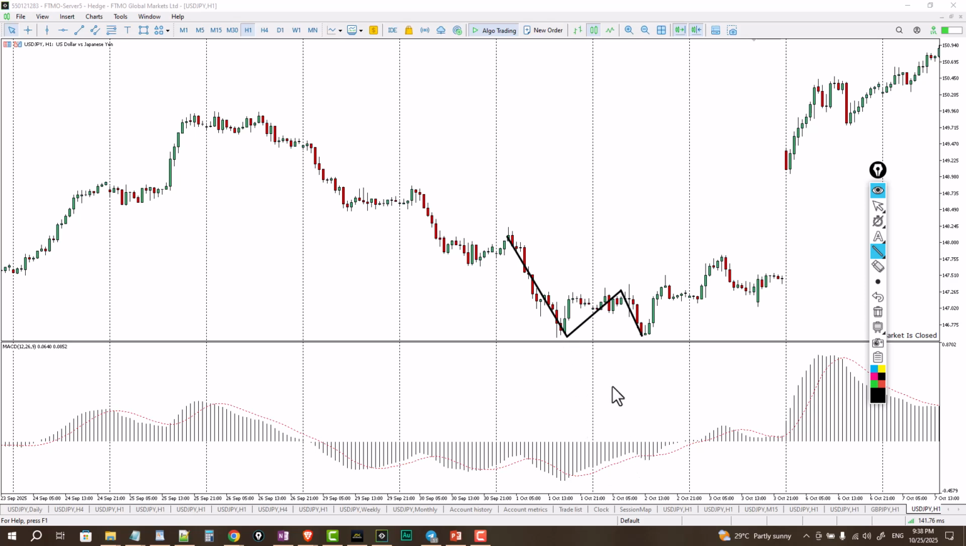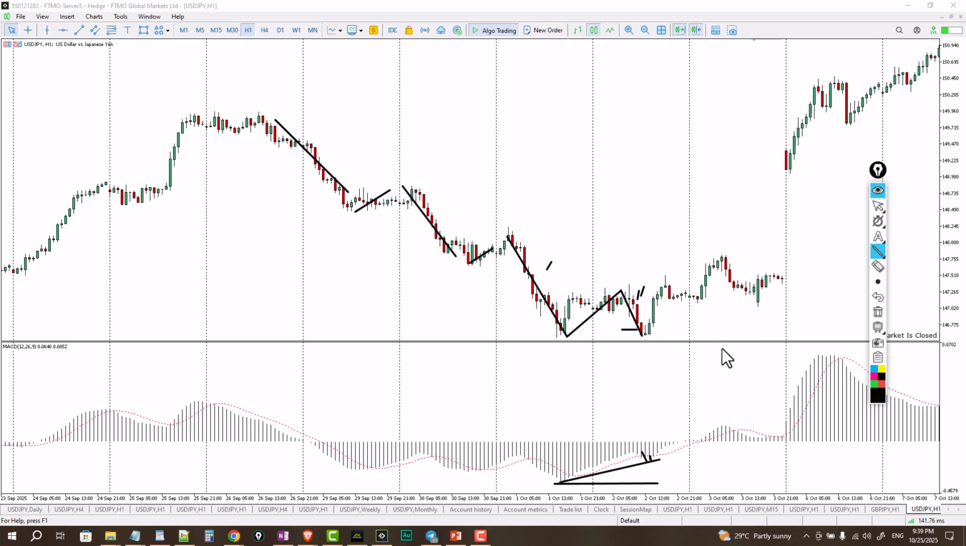Since this is equal lows, what we would have wanted to see on the MACD indicator was for this histogram to also be equal to the previous one. But because the momentum is different for this move, the MACD indicator is basically telling you that this downtrend, even though it has been strong for quite some time now, is weakening. The momentum behind this move is weakening considerably. And so we have divergence here.